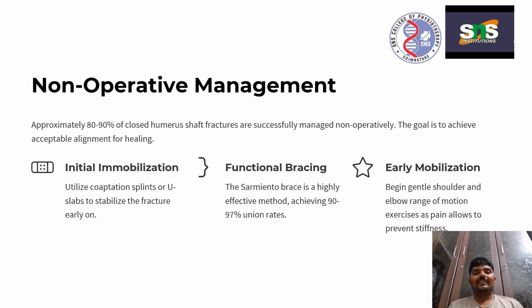Then functional bracing. The Sarmiento brace is a highly effective method, achieving 90 to 97% union rates. Then early mobilization begins with gentle shoulder and elbow range of motion exercises as pain allows, to prevent stiffness.